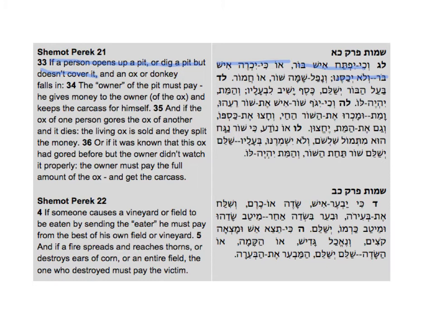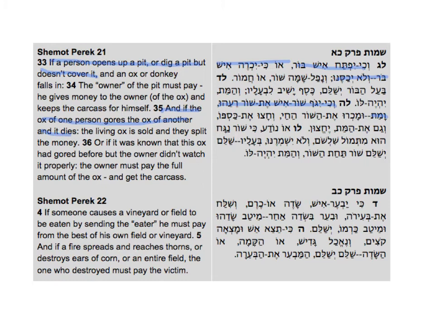The next one we have was, and if the ox of one person gores the ox of another and it dies, Ki yigov shor ish et shor re'ehu v'met. So that's a situation where my property went out, something that I'm responsible for. My animal went and destroyed your property.